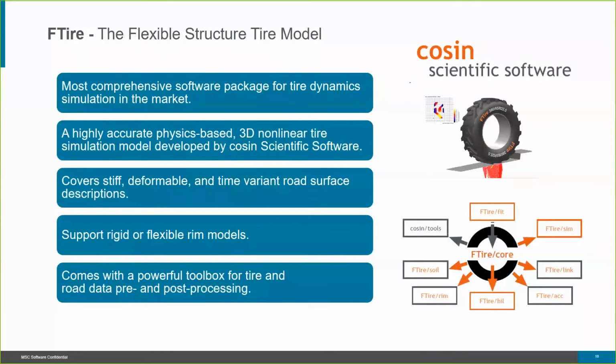It covers both stiff, deformable, and time-variant road surfaces. So that means it can do the 3D enveloping, and it can also do soft soil pretty accurately as well. It supports not only rigid rim models like the PAC2002, but it can also handle flexible rim models as well. It also has its own embedded pre and post processing tool for road data and tire data.